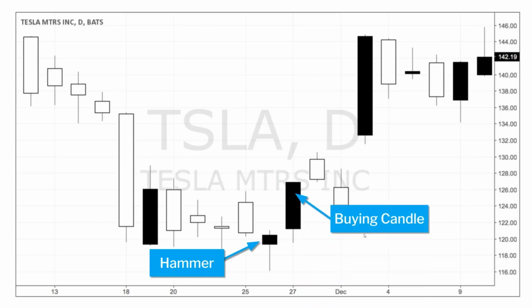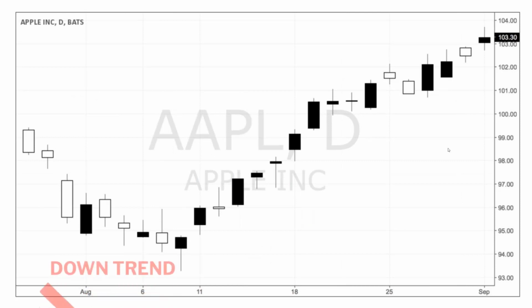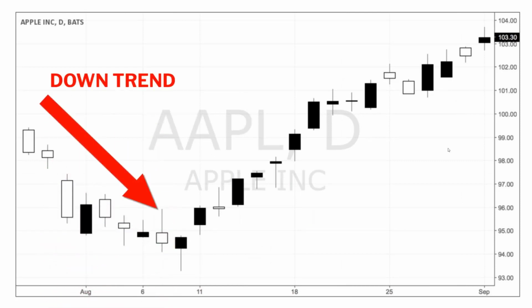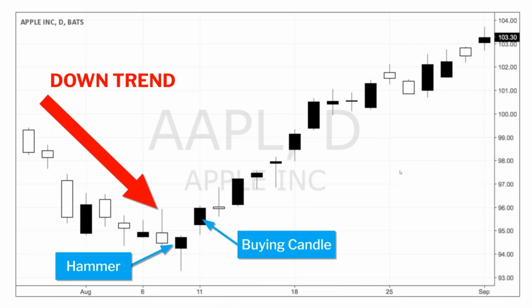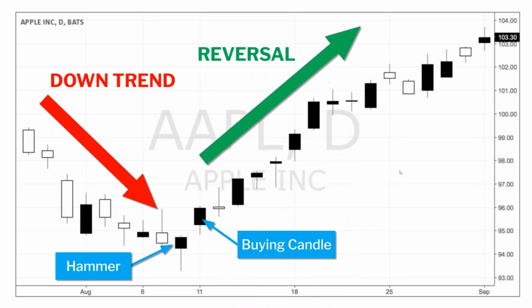There's a hammer, and I'm going to walk you through what that is, and there's a buying candle, and then you can see what happens to the price action. It goes higher. Let me give you another example. Here's Apple. You can see a downtrend. Then you can see that hammer candle, which I'll define for you in a second. It's right there. And then you can see what's called the buying candle. We call that the follow-through buying candle. And then, of course, you can see what happens to the upside.